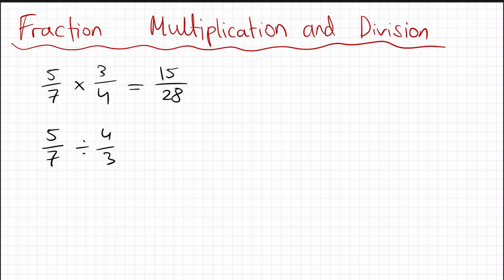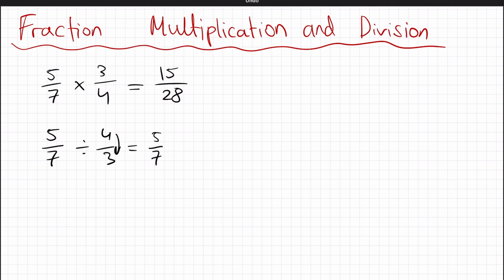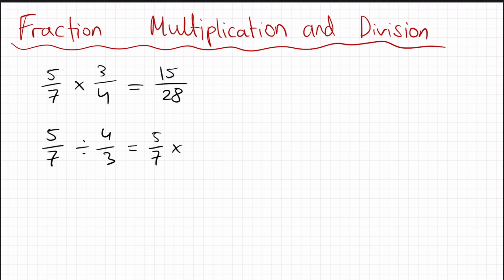Well, all you have to do when you've got the divide sign is you just want to turn this into a fraction multiplication. So all you have to do is take the reciprocal of this second number, and the reciprocal just means flip these two numbers. So we literally just flip this upside down, and now you have your new sum, your new question, and you just want to solve that. And as you can see, this is exactly the same thing as before, so 15 over 28.